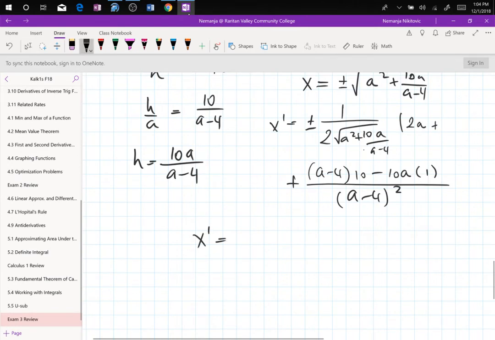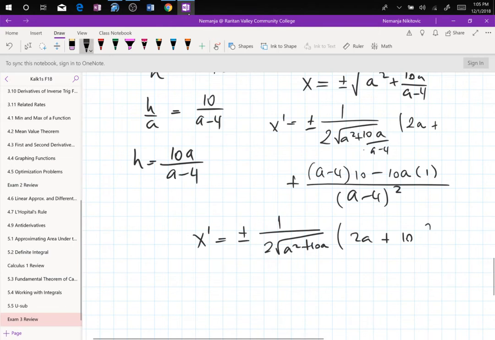This is really long. Plus minus 1 over 2 square root of A squared plus 10A, times 2A plus, and now we have... Is there a way to simplify this? No, really. You can kick 10 out, but it didn't change much.